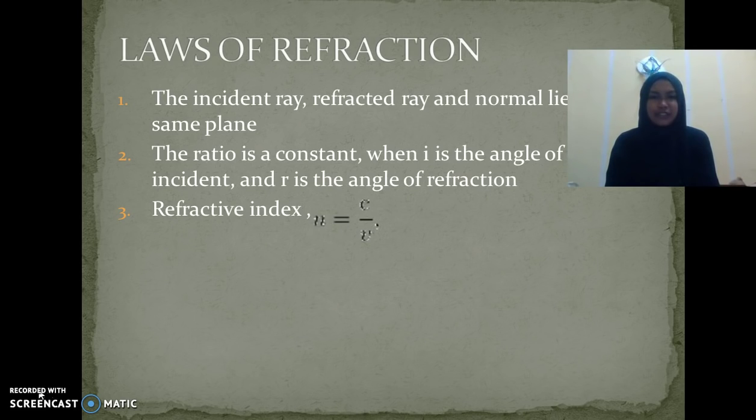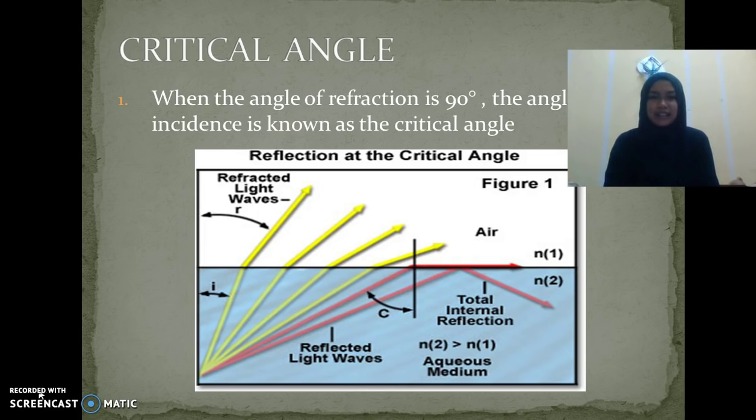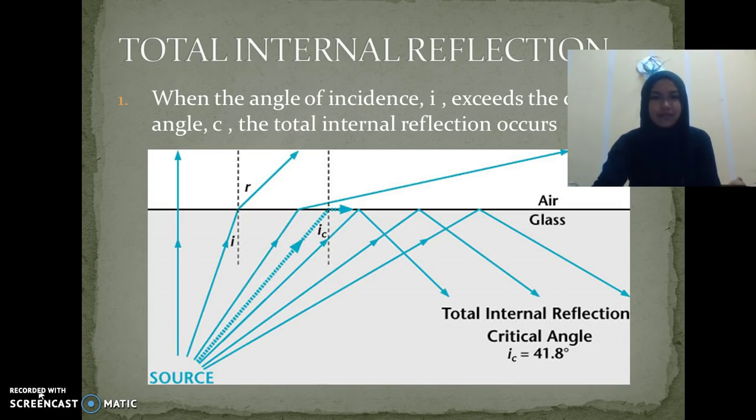Law of refraction. The incident ray, refracted ray, and normal lie in the same plane. The ratio is a constant, where I is the angle of incidence and R is the angle of refraction. Critical angle. When the angle of refraction is 90 degrees, the angle of incidence is known as the critical angle. The image shows an example of the critical angle. Total internal reflection. When the angle of incidence I exceeds the critical angle C, total internal reflection occurs. The image shows how the incident angle I exceeds the critical angle C.